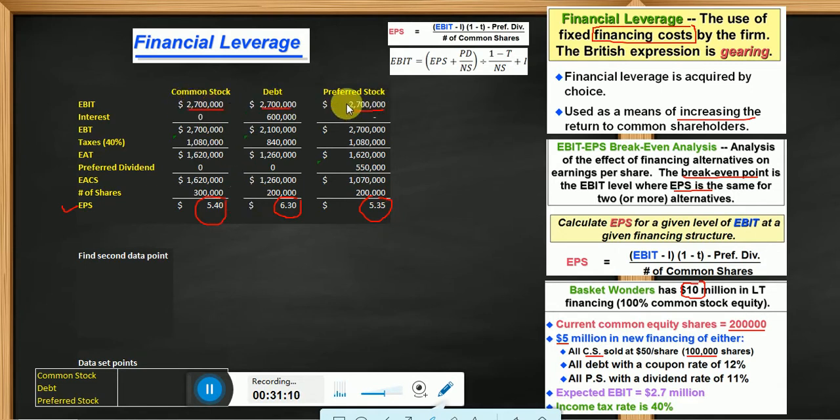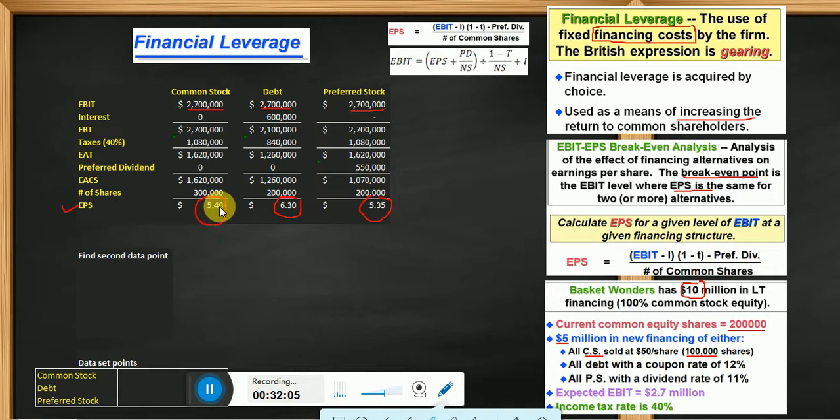In which level of EBIT, for example, the level can be higher or lower than 2,700,000, it can be 3 million, or 4 million, or whatever. So at which level of EBIT is the earning per share among three alternatives, or among two alternatives, the same? For example, if I make EBIT here 3 million in all of these three, and then the earning per share in the common stock and the debt comes out the same, then we say that at the level of 3 million EBIT, the common stock and the debt have the same earning per share. So we say the common stock and debt are financially at break even.